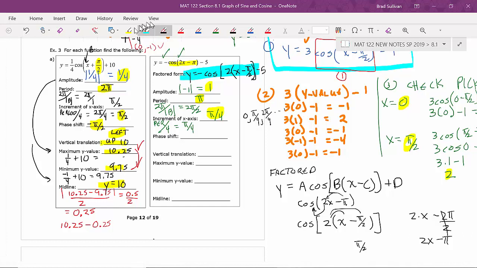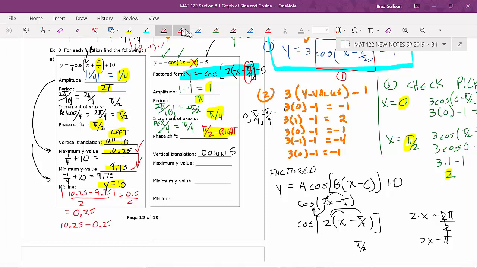Now the phase shift, pay particularly close attention to this. The phase shift is this number. It's not that number because that's not in a factored form. So that phase shift is pi over 2 to the right. That's why you've got to put that in a factored form. You end up just taking that pi over 2 to get that, but the factored form is what you want to develop the habit of. Okay. All right. So we've got the phase shift. The vertical translation, of course, is the 5. So that would be down 5.